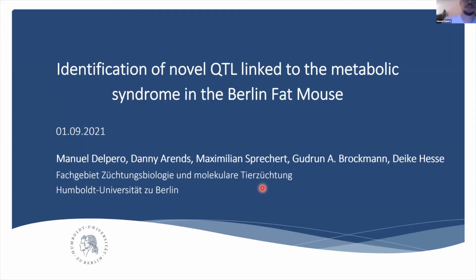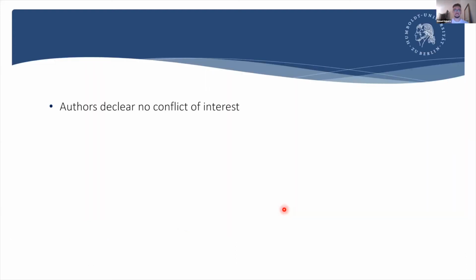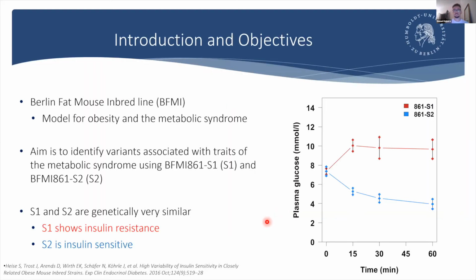The title of my presentation is Identification of Novel QTL linked to the Metabolic Syndrome in the Berlin Fat Mouse. The Berlin Fat Mouse is a model for obesity and the metabolic syndrome in particular. And the aim of our study was to identify genetic variants associated with traits of the metabolic syndrome using two particular BFMI lines, the 861S1 and the 861S2.